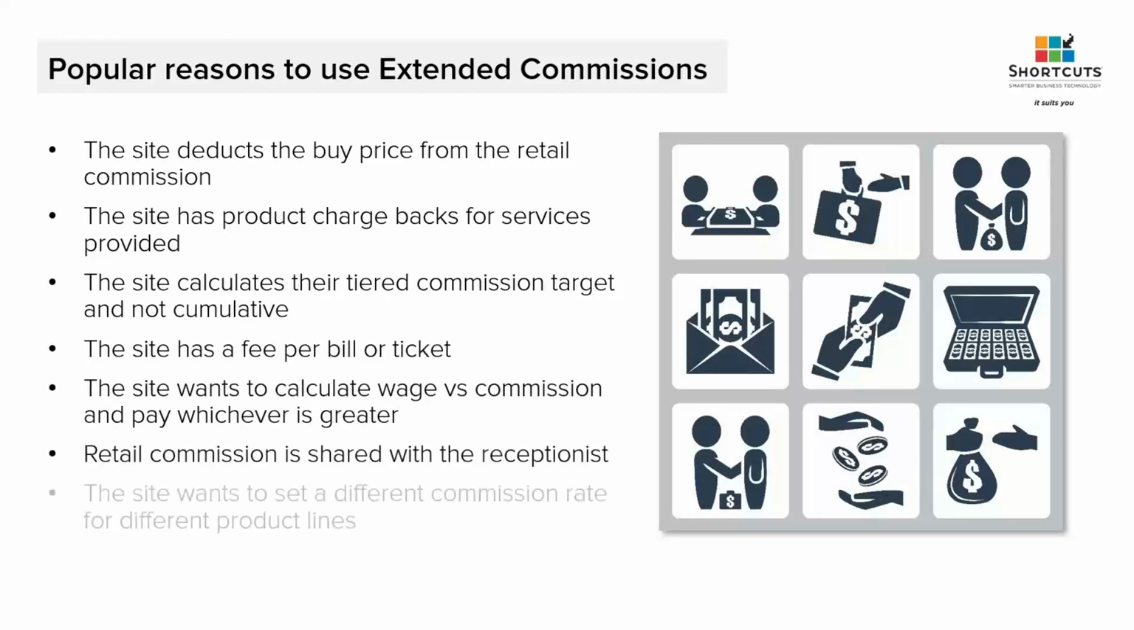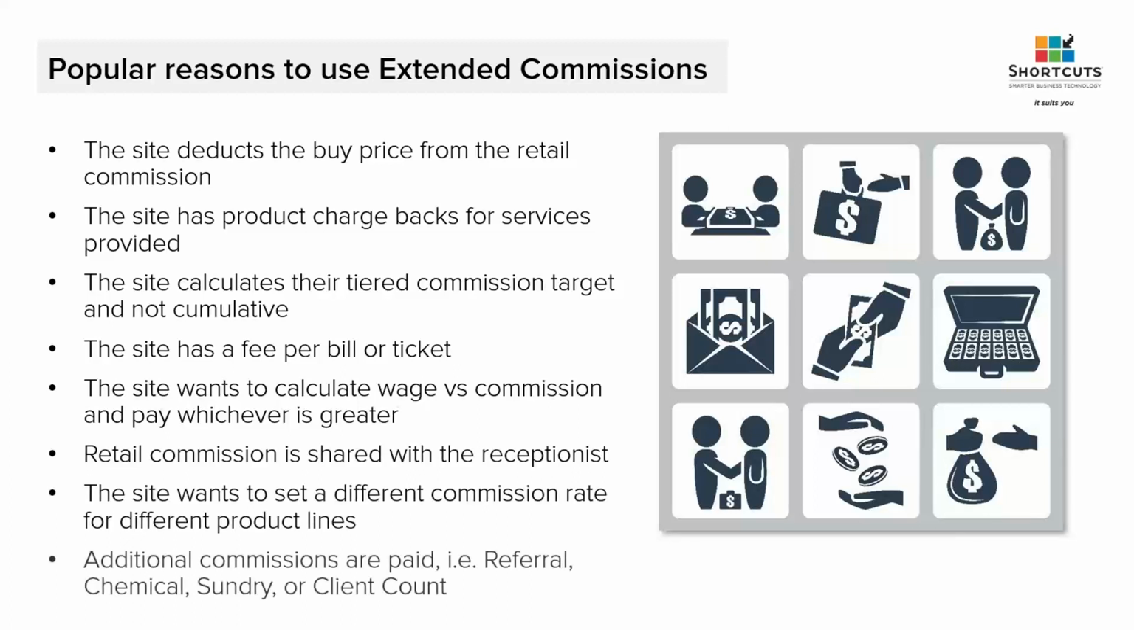The most popular reason that a site would want to use extended commissions is to deduct any cost for colors or chemicals before a commission is calculated. Because as we know, the color tubes, any of the chemicals that you use, your straighteners, any of your finishers, they can start to get pricey really fast. So whether it's $1 or $5 or $15 that you have to deduct before the commission is calculated, that's where extended commissions come into play.